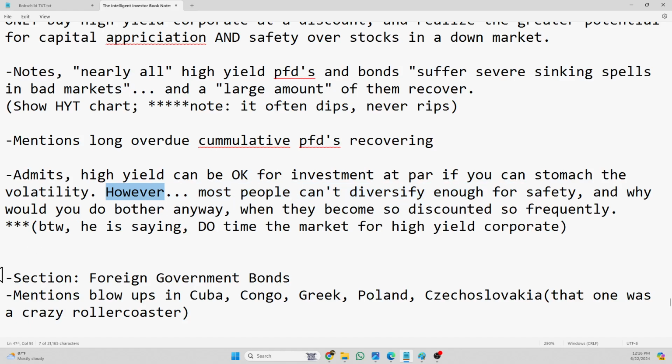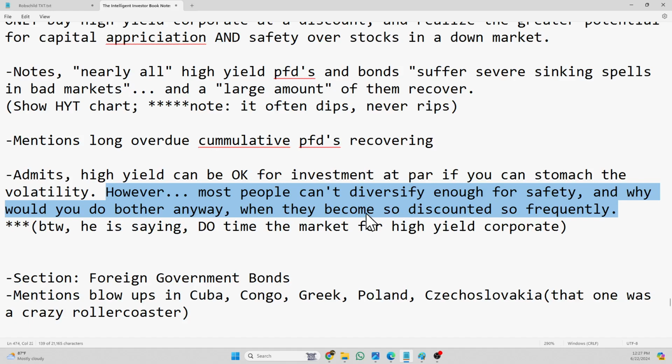Before we move on to that point, you can only buy it when it's not at a severe discount if you can handle the fact that it's going to dip. Some of the things are going to go out of business. So this is where today it doesn't matter so much. He says, however, most people can't diversify enough for safety, and that's why you'd bother anyway, because they become so discounted frequently.